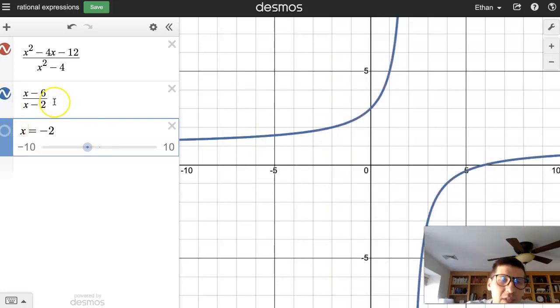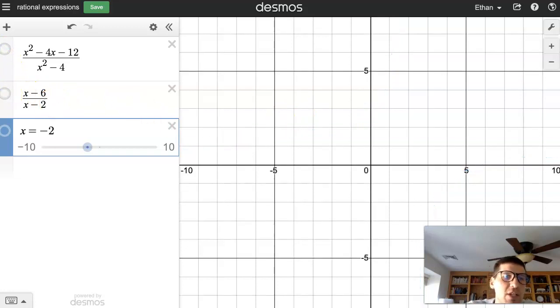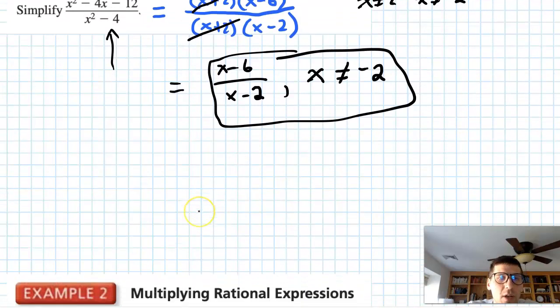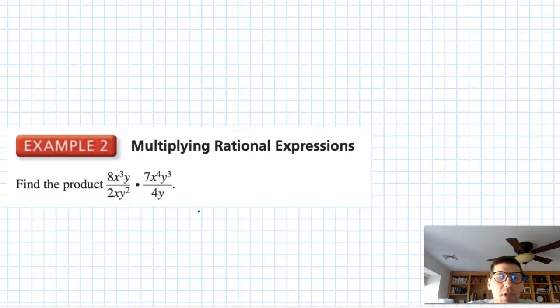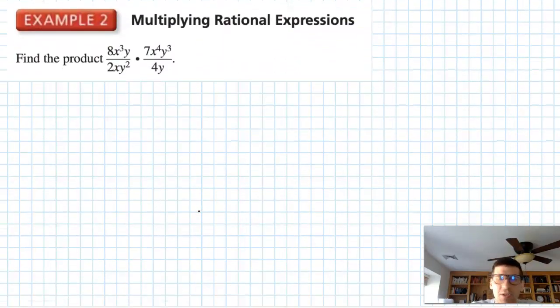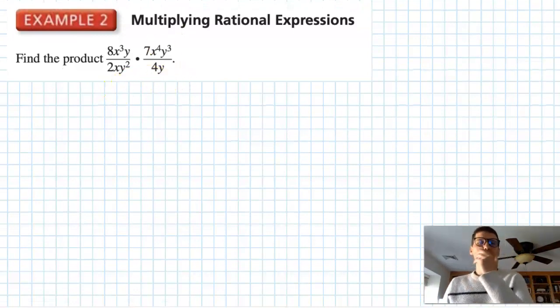So that's why I need to include the fact that x can't be negative 2, because otherwise my simplified version is different from my original version. Alright, let's look at another example here. And this is going to include a bit of the same step, but in a different manner.